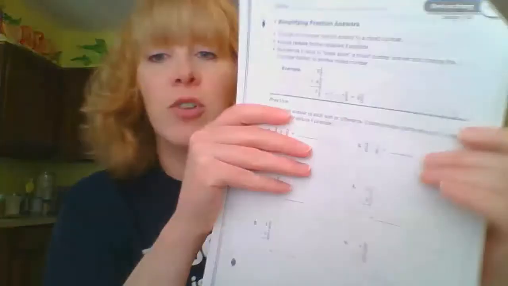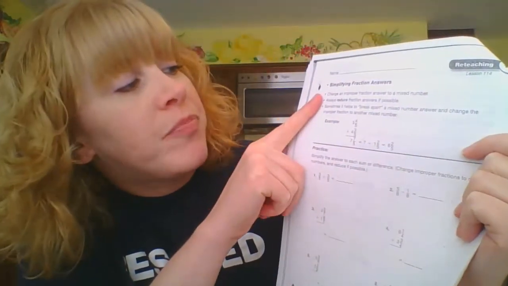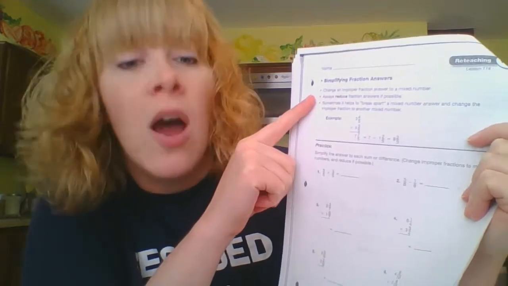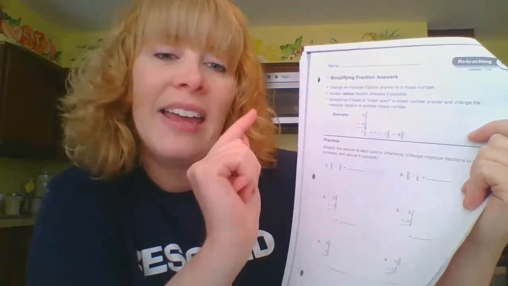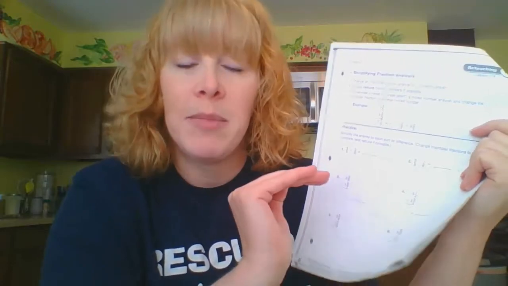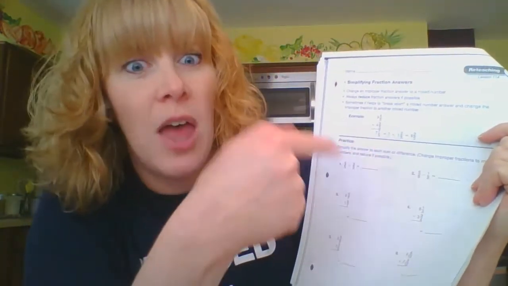So this is what your lesson 114 worksheet looks like in your Learn at Home packet. It says simplifying fraction answers. Change an improper fraction answer to a mixed number. And that was a previous lesson too. We just have to keep in mind that the line that divides the numerator and the denominator is a division bar, and technically it's a division problem. So if it's a top-heavy or improper fraction, meaning the numerator is larger than the denominator, you need to divide the numerator by the denominator to figure out what the whole number in your mixed number will be, and then your remainder is your new numerator. But we'll go over some practice to help refresh your memory.